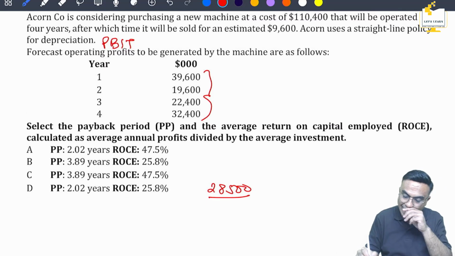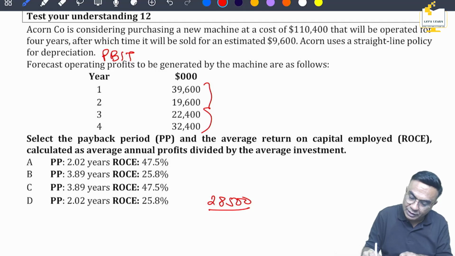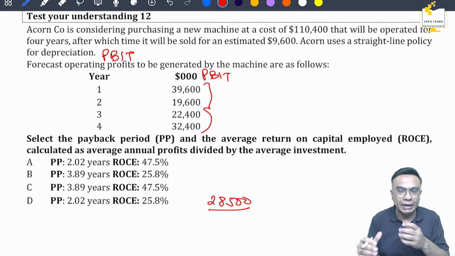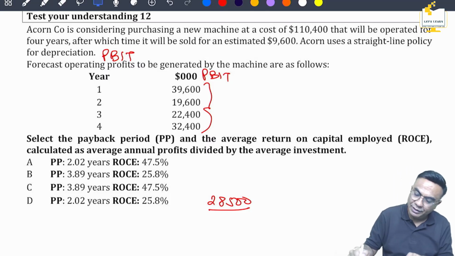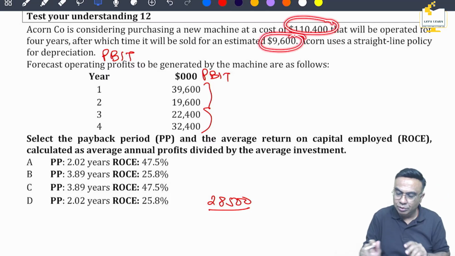28,500 divided by average investment. These are profit before interest and tax. So let us calculate ARR. Okay, so average investment, how will we get it? Cost plus scrap divided by 2, right?